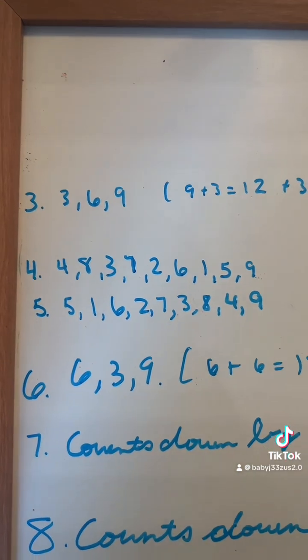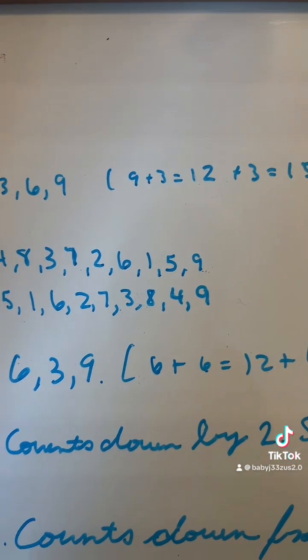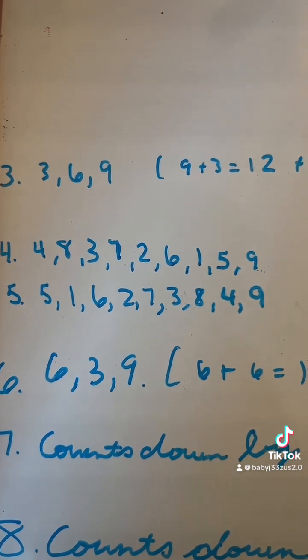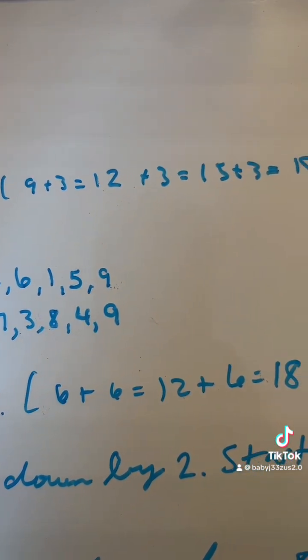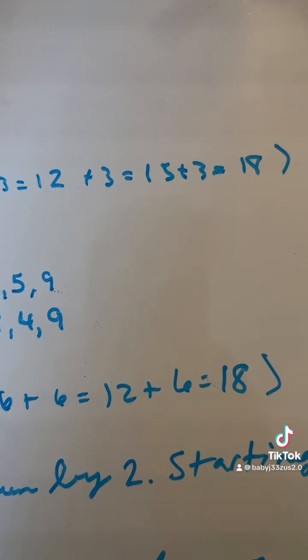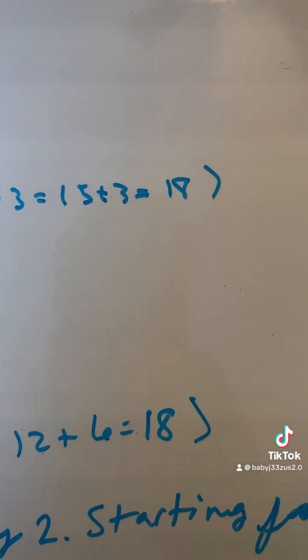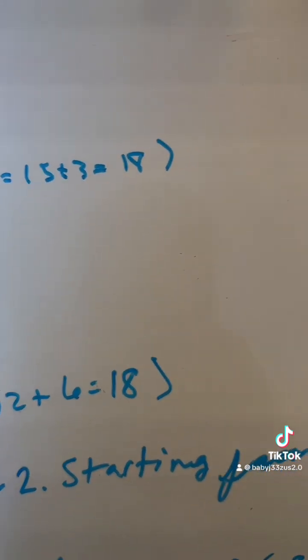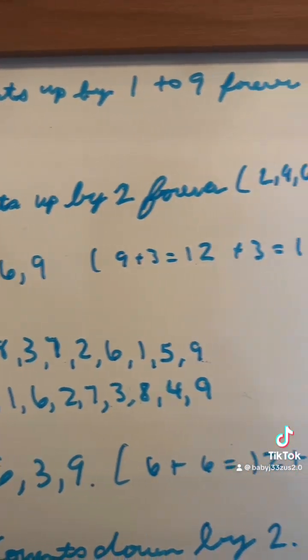The code for the number 3 is 369, and that's forever. 3 plus 3 equals 6, plus 3 equals 9. 9 plus 3 equals 12, 1 plus 2 equals 3. 12 plus 3 equals 15, 1 plus 5 equals 6. And then 15 plus 3 equals 18, 1 plus 8 equals 9. It's just 369 forever.